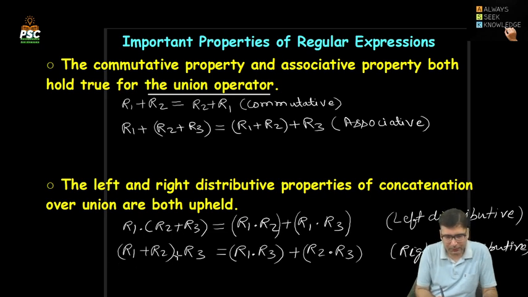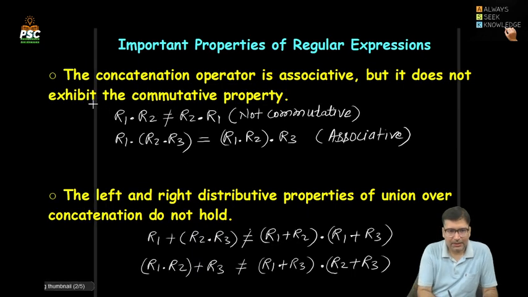Similarly, if we put concatenation at the right side, then also it can be distributive over the union operator. So we can write R1 dot R3 like this, and R2 dot R3 like this. Still, these two resultant regular expressions will be equivalent or the same.